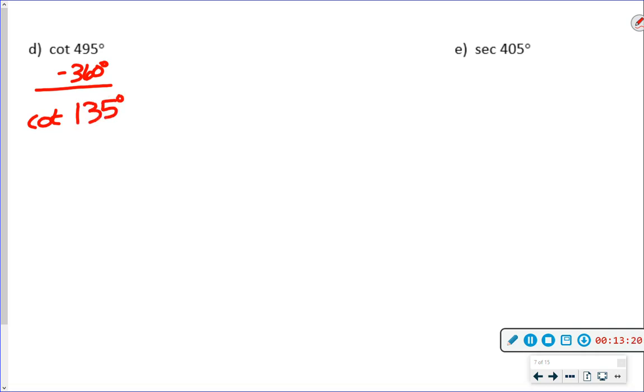If you mark out 495, you'll get the same answer. You just have to go around a full circle plus some more. Why do all that work, right? So let's draw 135. And we're going to do cotan. We haven't done cotan yet.